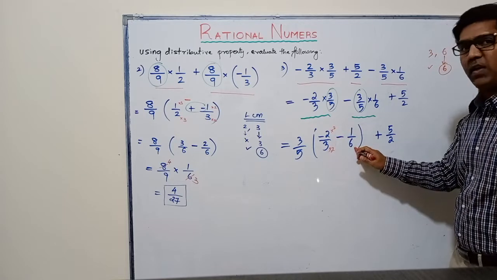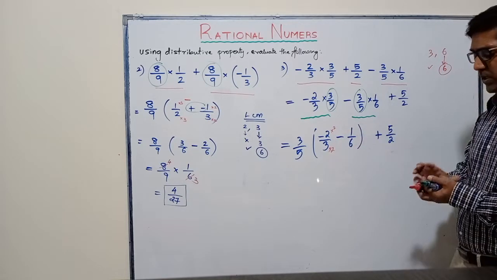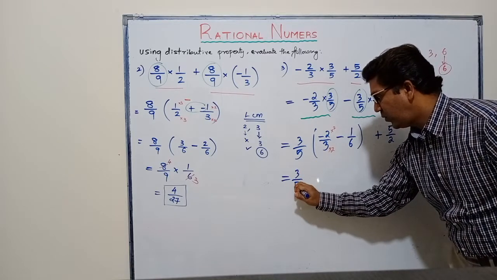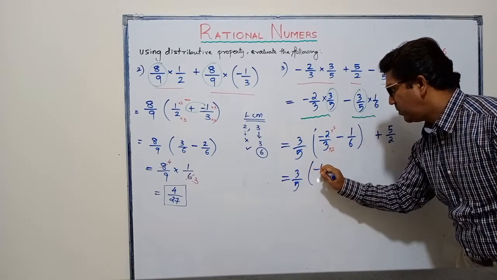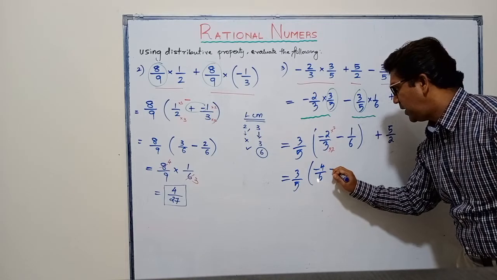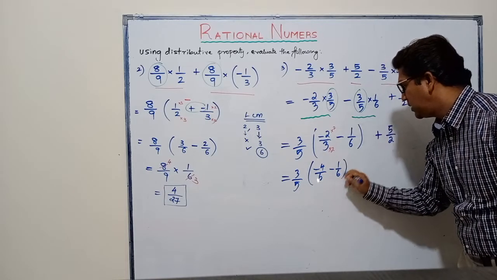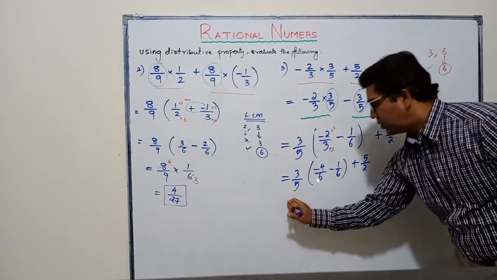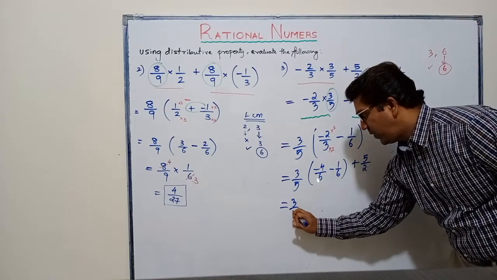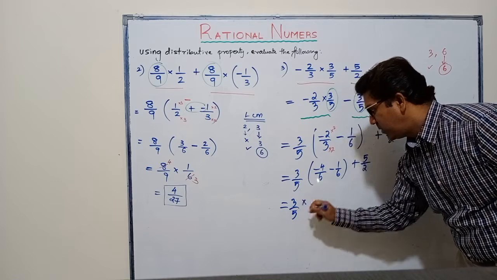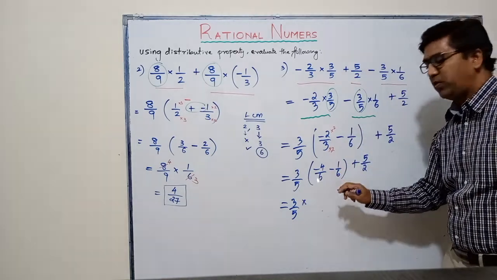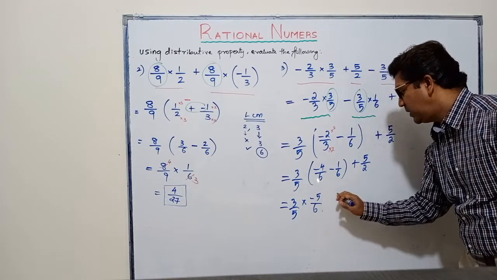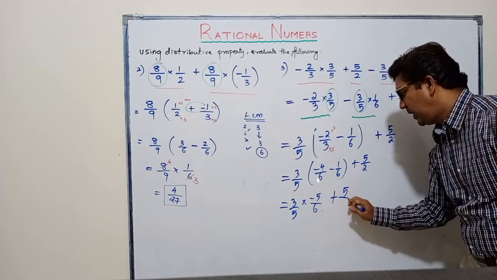Now 6 you already have, no need to multiply by 1. It's already 6. So simplify it further. So 3 over 5. You will get minus 4 by 6 and minus 1 upon 6. And plus 5 over 2 you will write as it is. Now, so you get here 3 by 5 times minus 4 and minus 1 will give me minus 5 upon 6. And this plus 5 by 2 will be as it is.